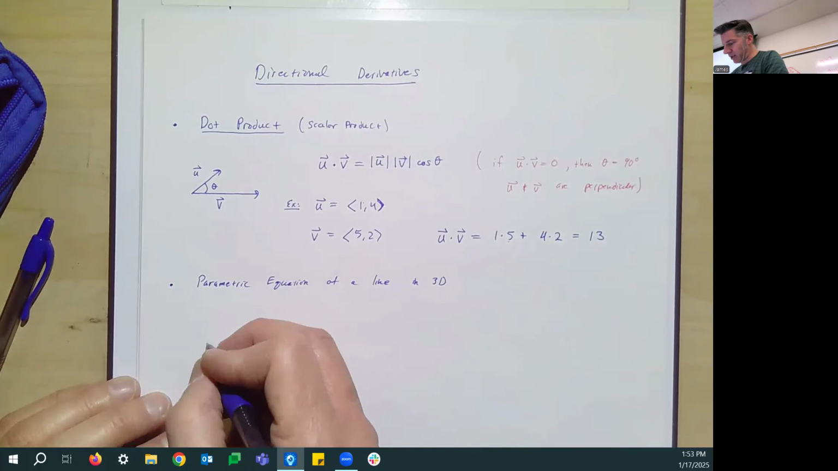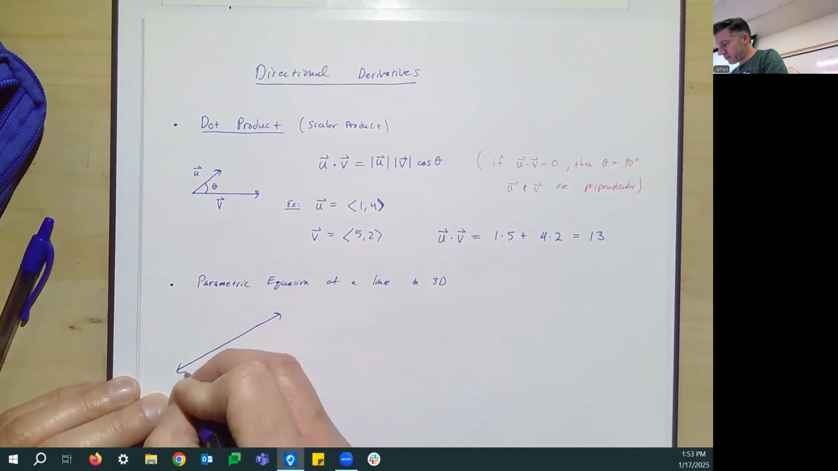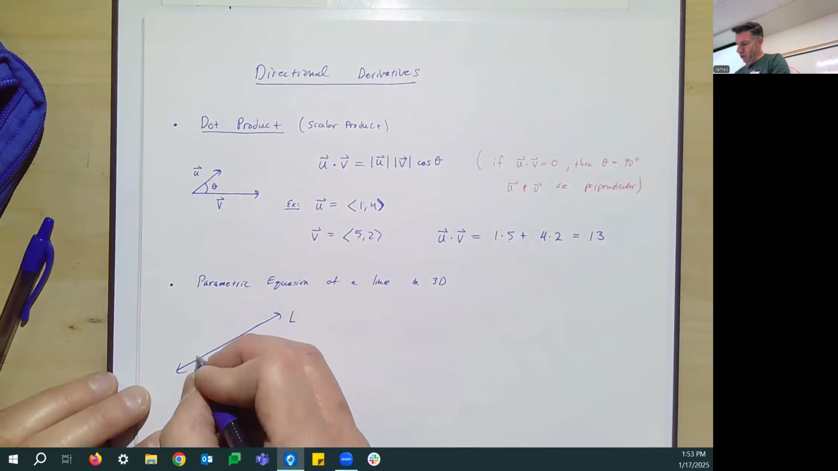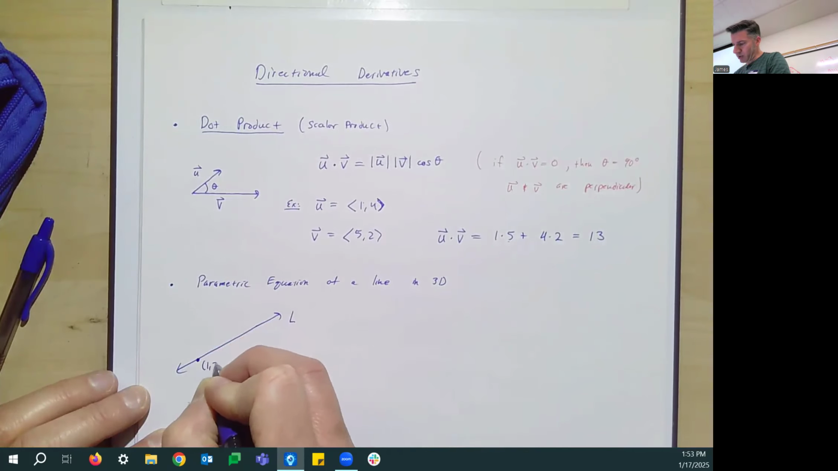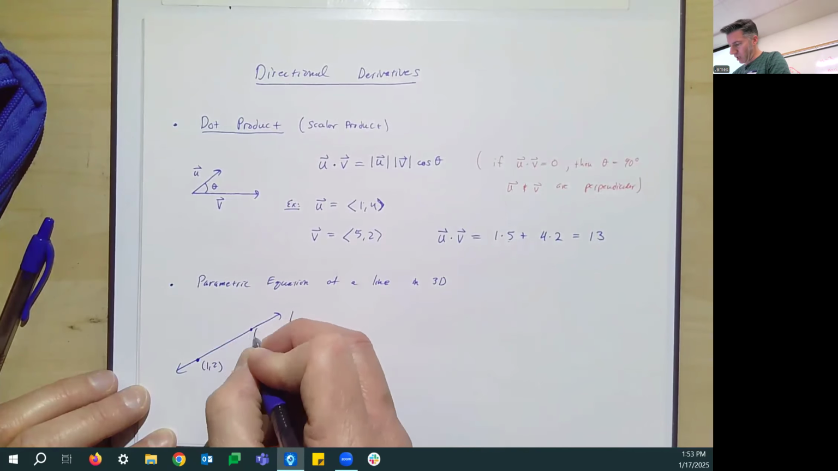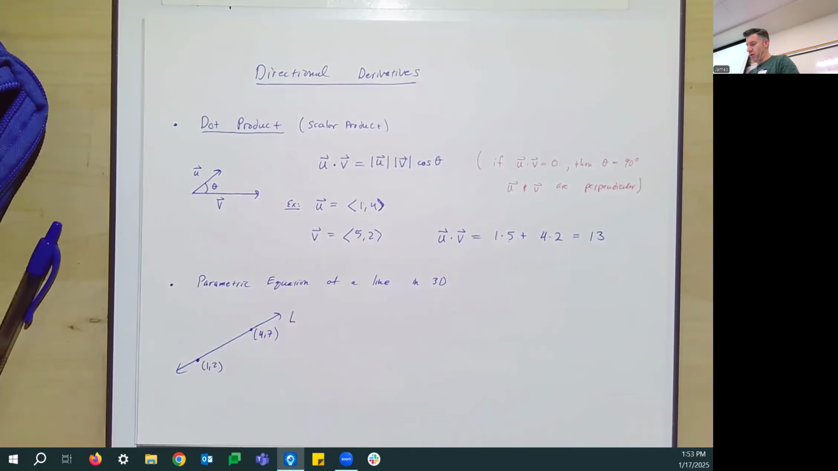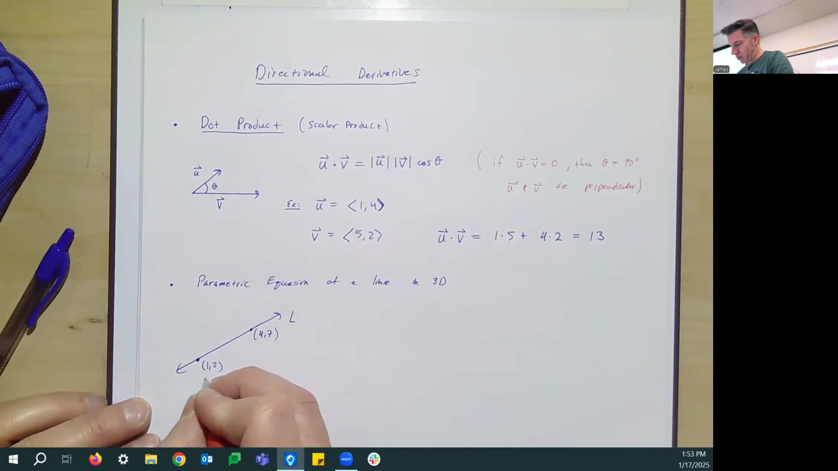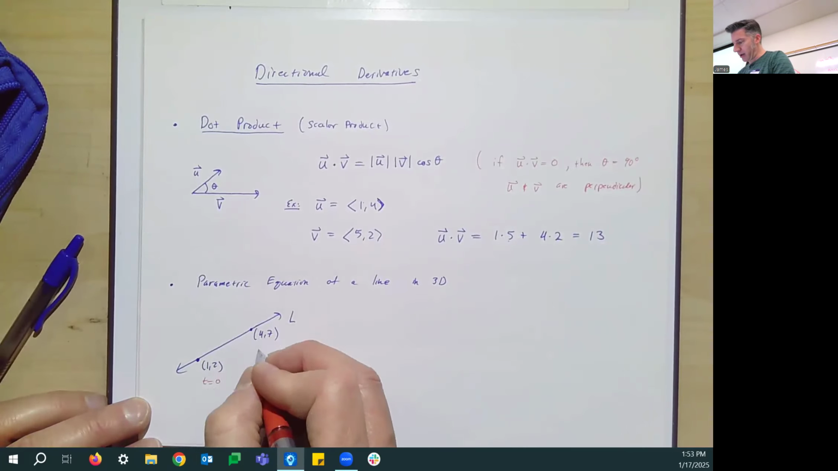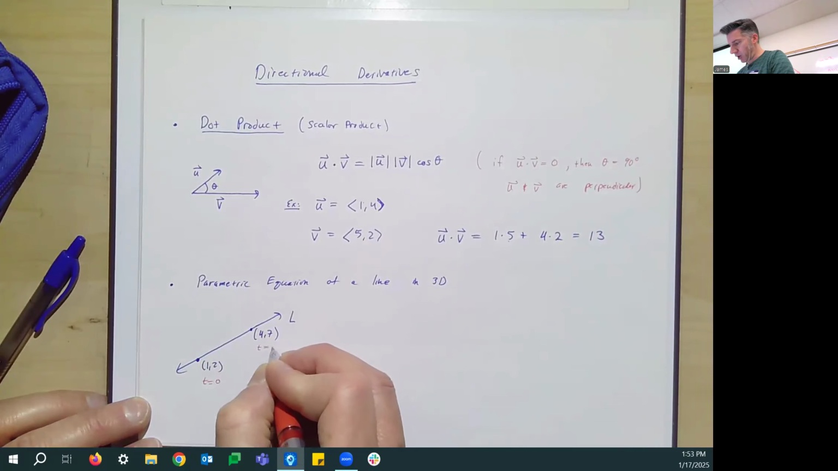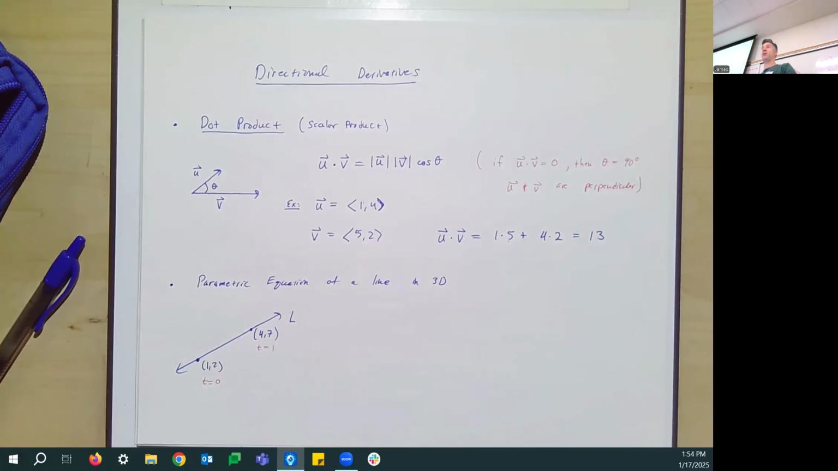Okay, so let's say we have this line, L, and it goes through these points, (1, 2) and (4, 7). And yes, we totally could use the y equals mx plus b form and do it that way, but I'm gonna do it differently. Instead, imagine there's a particle moving along this line, and at time equals 0, it's at this first point, (1, 2), and 1 second later, it's at this second point, (4, 7), and it keeps traveling in the same direction.